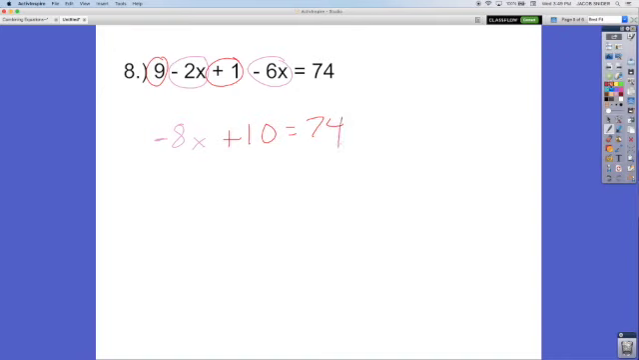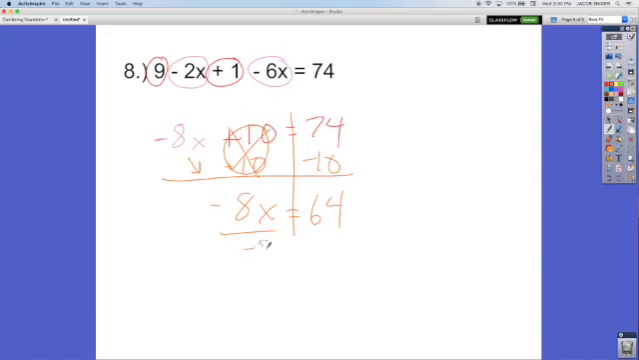Okay, let's keep going, guys. Here we go. Let's subtract 10 from both sides. 0. Cross it off. 74 minus 10, 64. Bring down my -8x with it. Okay, last step is like the other ones. Divide. I got 64 divided by -8, which is just going to be -8.